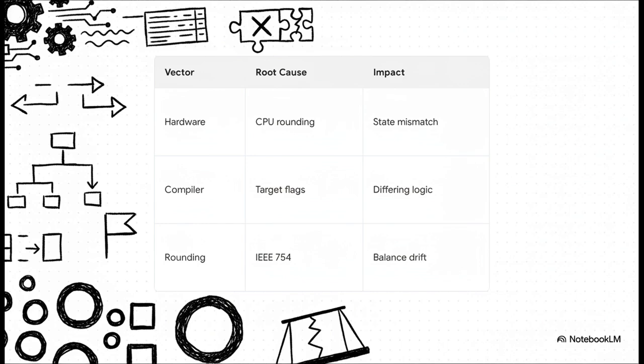Maybe it's the physical microarchitecture of different CPUs implementing rounding slightly differently. Maybe it's compiler optimizations, reordering math operations under the hood. Or maybe it's just the non-associative nature of rounding to fit fixed mantissas. Whatever the vector, the result is the same. No two machines are guaranteed to agree on the exact same floating point calculation.